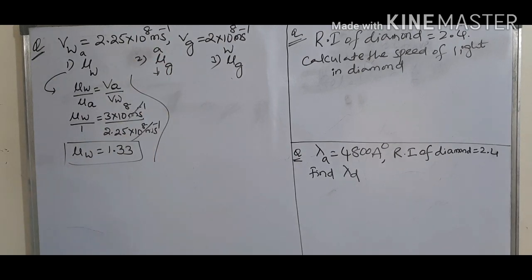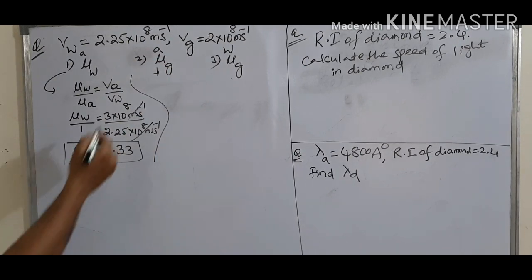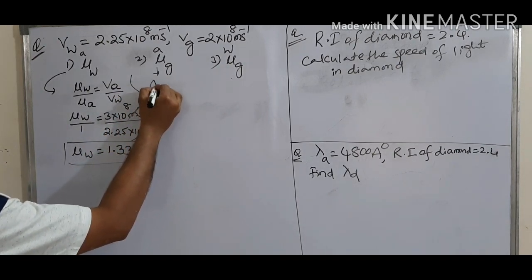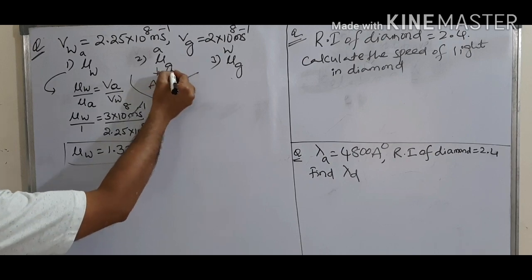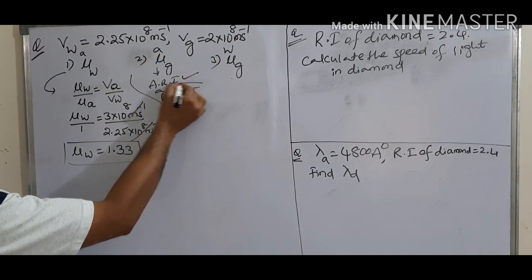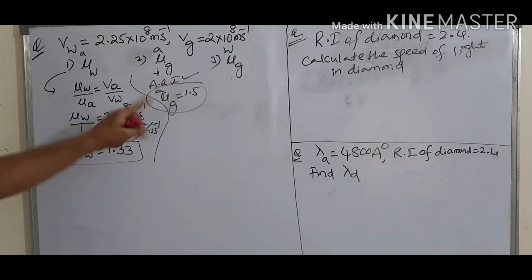Glass with respect to air. Glass with respect to air means we already know this is the absolute refractive index value. We know the absolute refractive index values already. Glass with respect to air, its value we can directly write as 1.5.